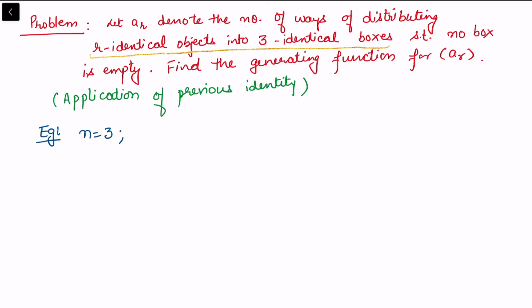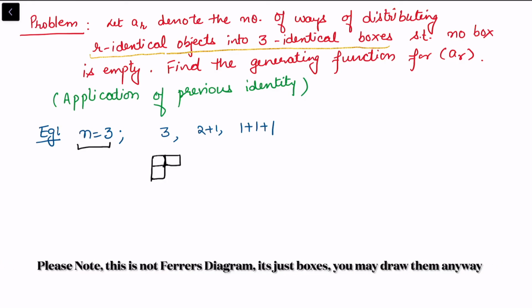Say for example, you have n equal to 3. The relevant partitions for 3 are 3, 2 plus 1, 1 plus 1 plus 1. So if you consider n equal to 3, we need to consider distribution of the objects into 3 identical boxes. And if the part value is 3, this means all these 3 dots are to be assigned only in one box, because there is only one part. So I will put all the 3 dots in one box only.